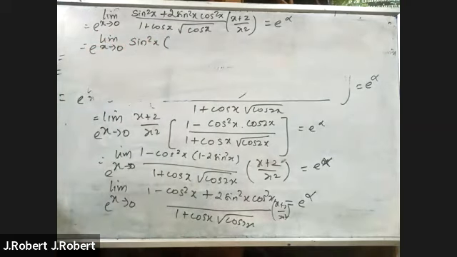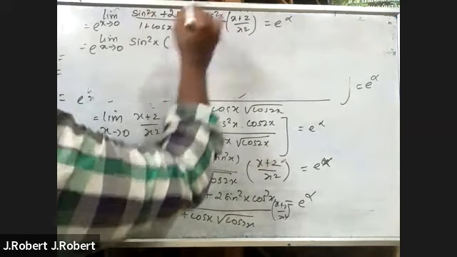When I take sin squared x common, this becomes 1 here and 2 cos squared x here.